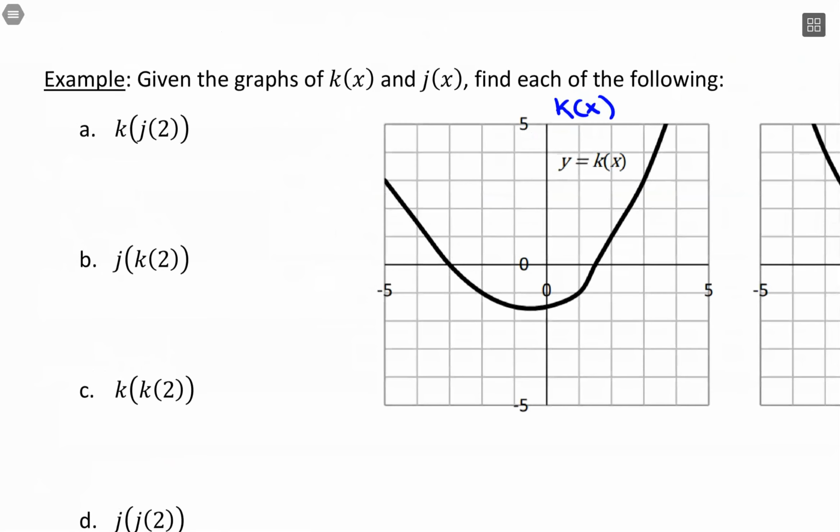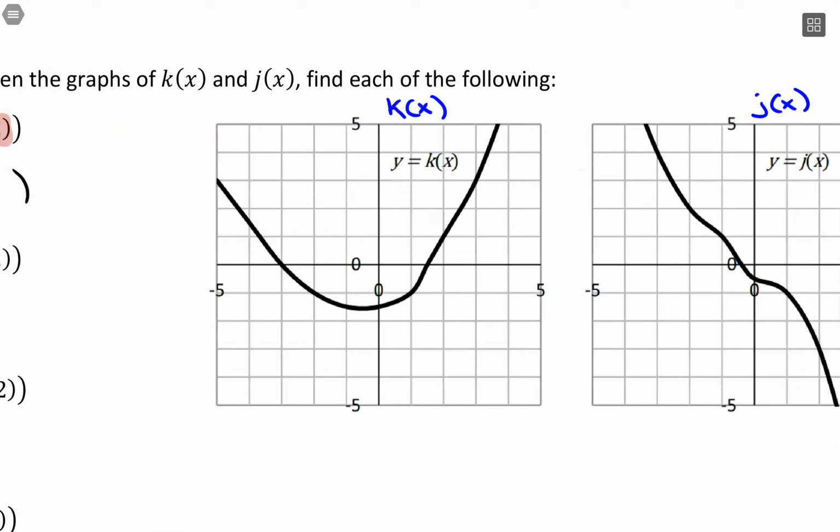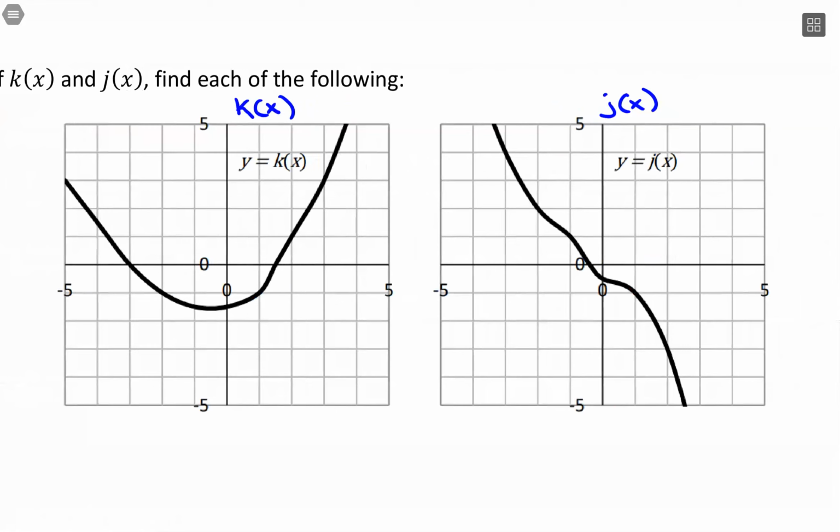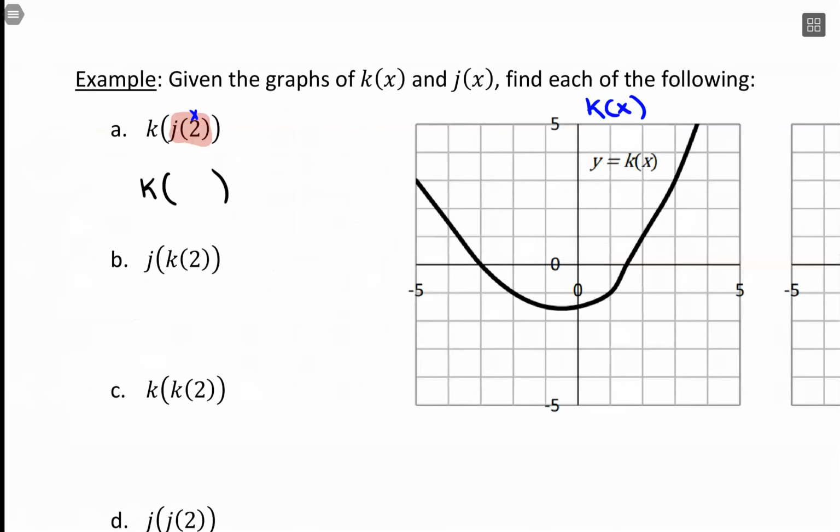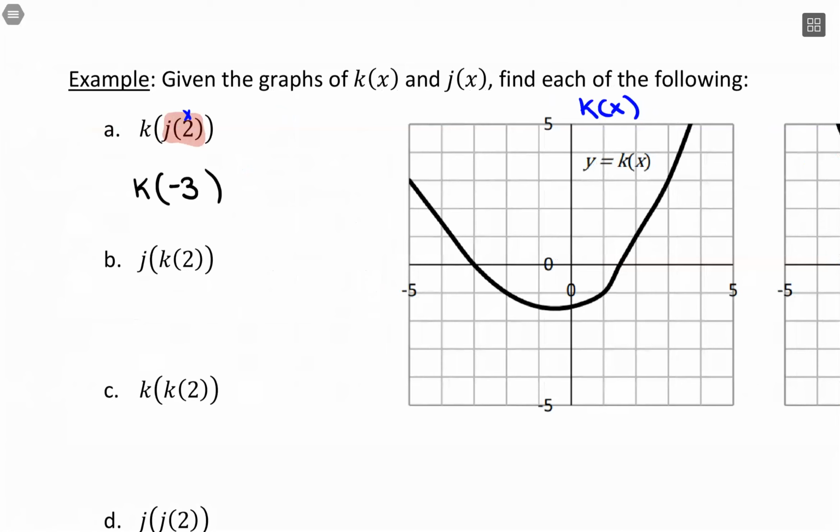So k of j of 2. The first thing I want to do is simplify j of 2. If I'm looking at x equals positive 2, what is my function j doing? At j of x, with x equals positive 2, I'm seeing this output at negative 3. So I can replace the inside of the function with a negative 3. And then I'm looking at x equals negative 3 for k of x, and my output for k of x at x equals negative 3 is right there at 0. So we get an output of 0 from that function.